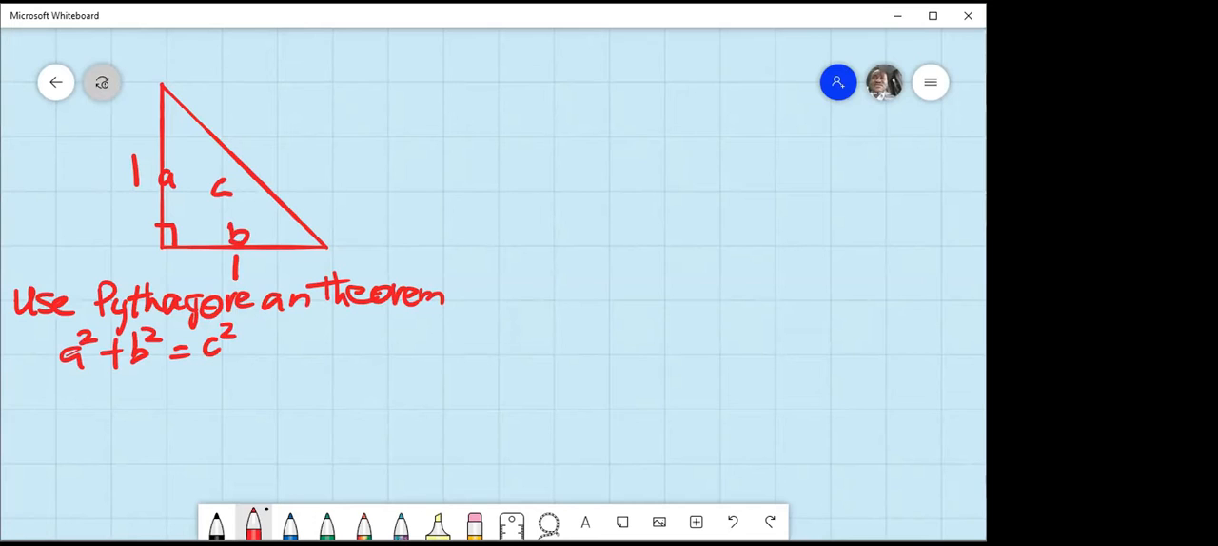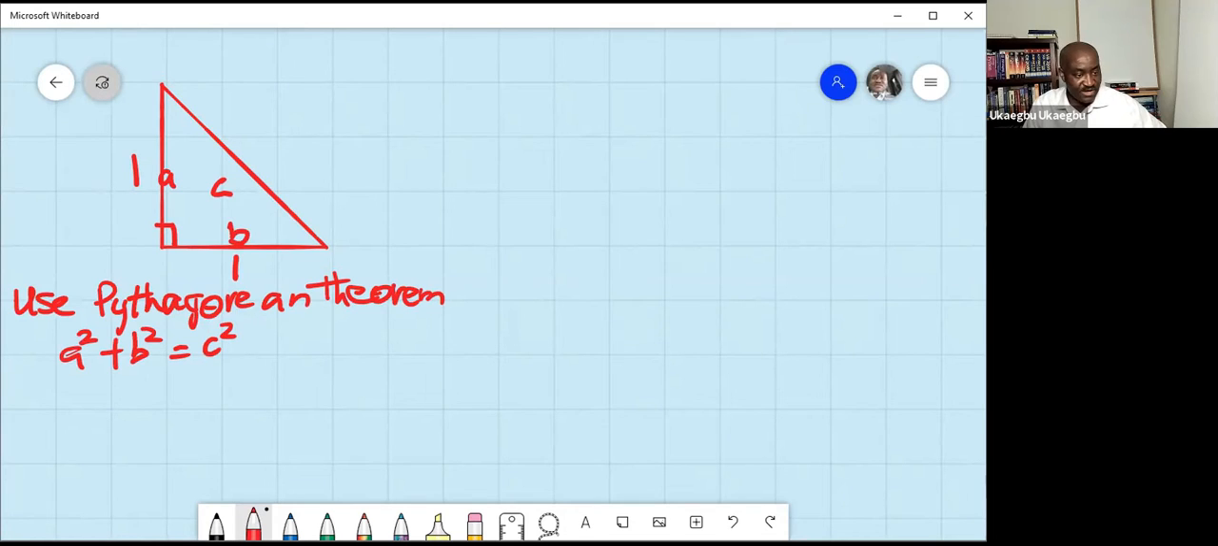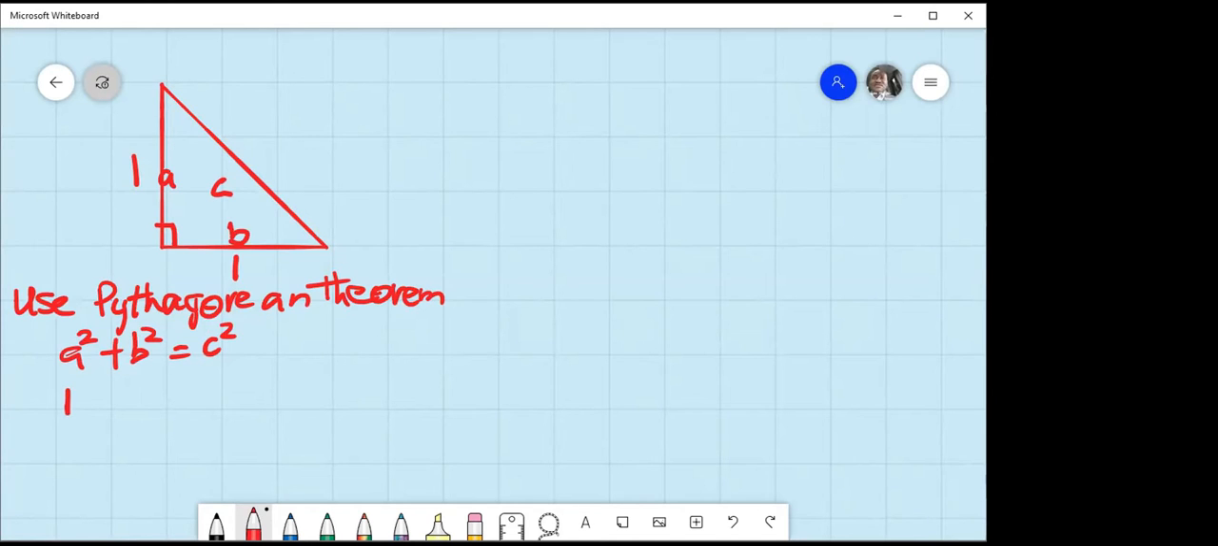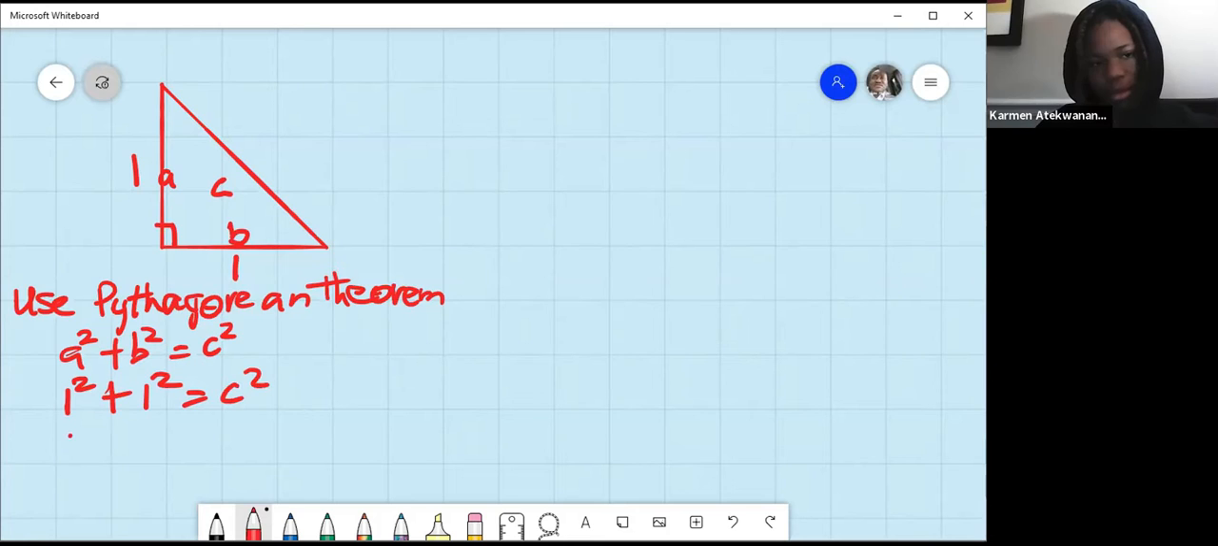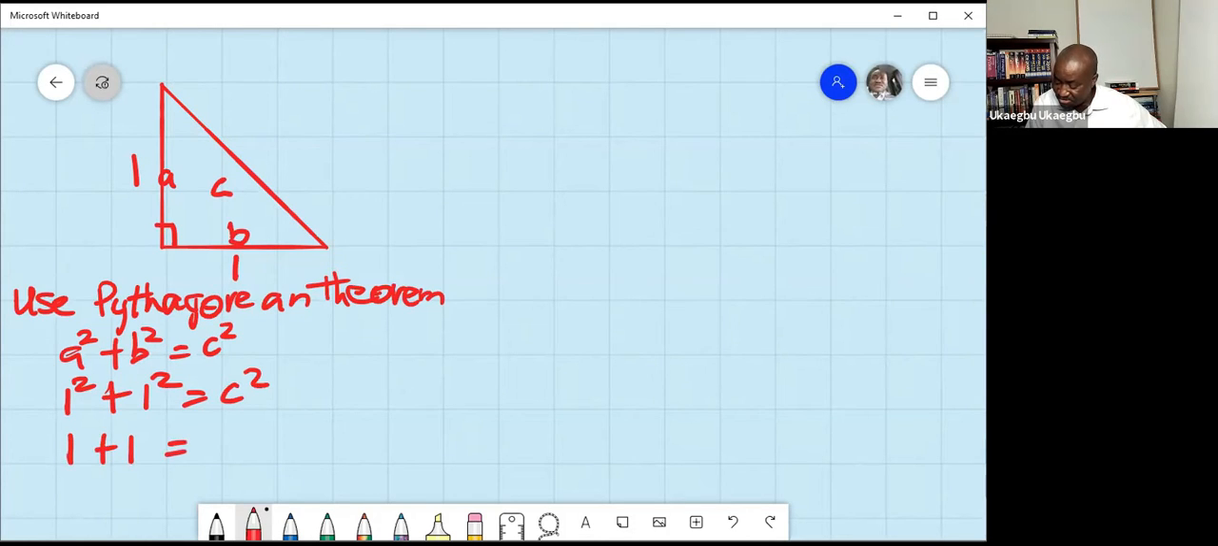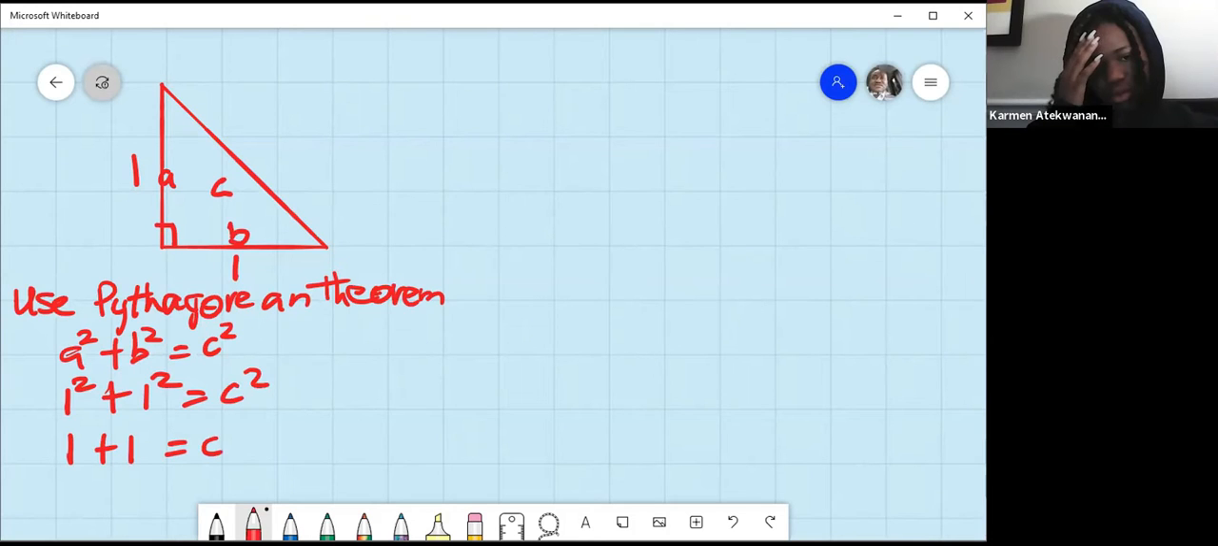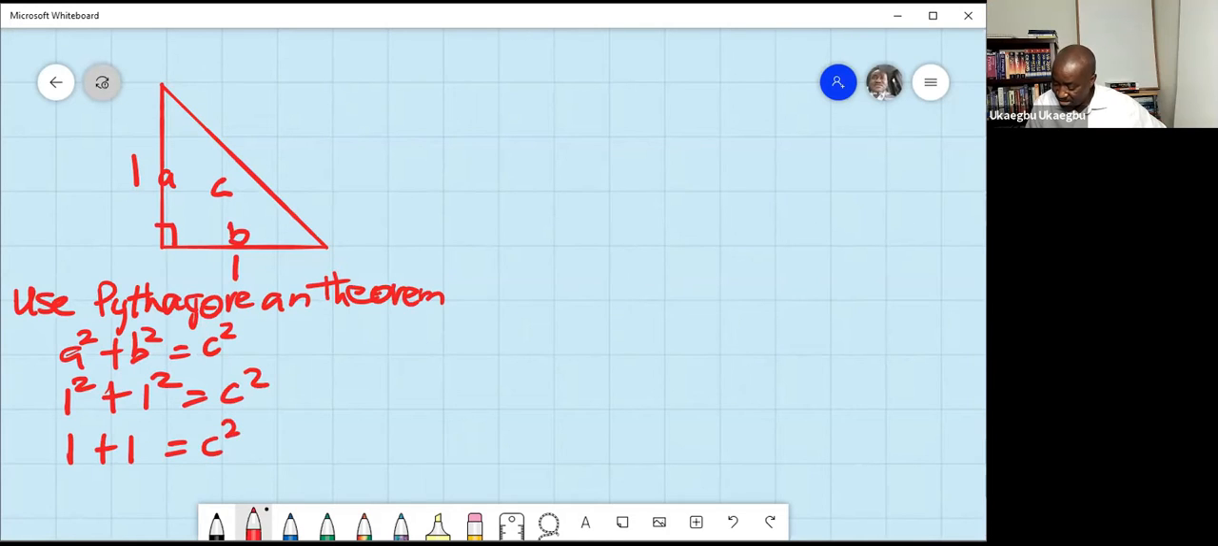Plug in the ones into A and B, right? So what shall it be? 1 squared plus 1 squared equal to c squared, right? So 1 squared is what? 1 squared is 1, plus another 1 squared is 1, and that gives us what? Yes, 1 plus 1 is 2, so that gives us 2 equal to c squared.